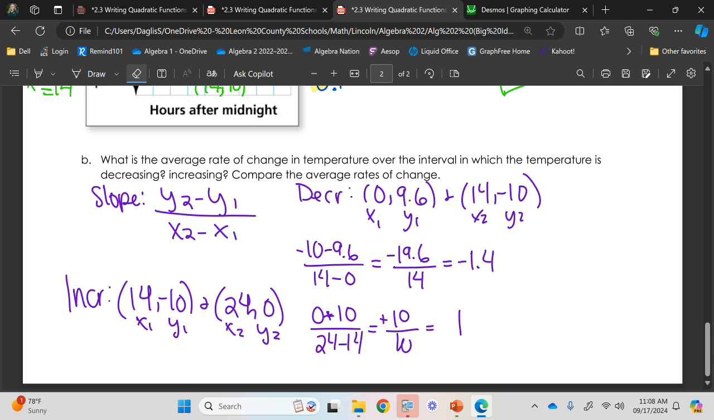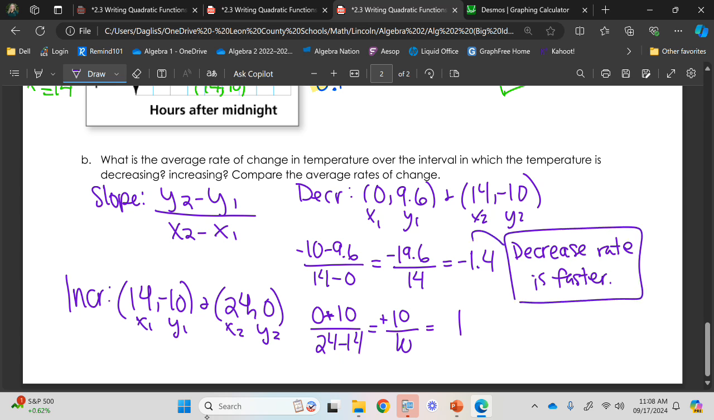All right, so now I can compare. I have a decreasing rate of negative 1.4. I have an increasing rate of 1. So if I compare the two, which one happens quicker? Our decrease. Okay? So we're dropping 1.4 degrees each hour, but it raises only 1 degree per hour. So we're dropping faster. So the decrease rate is faster. Laura, I'm not ignoring you.